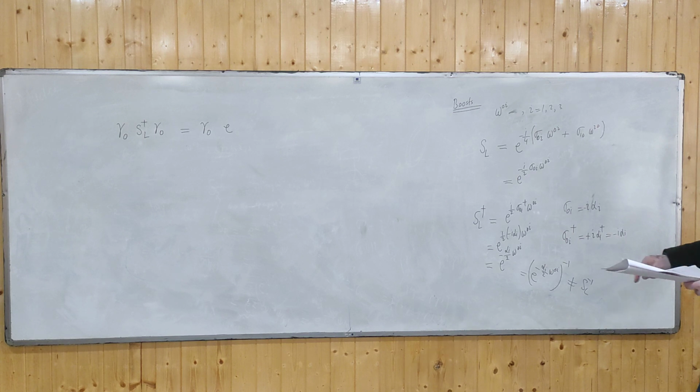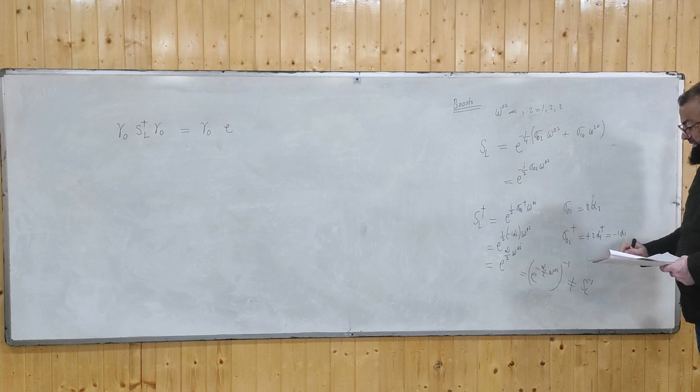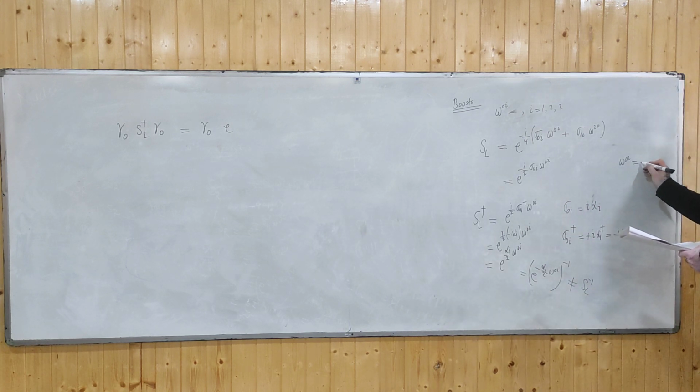Oh, no, it's okay. It's plus. Sorry, it's plus. It's okay, so there is no problem. So what is omega 0 I? So I can put it as minus omega. Clear?